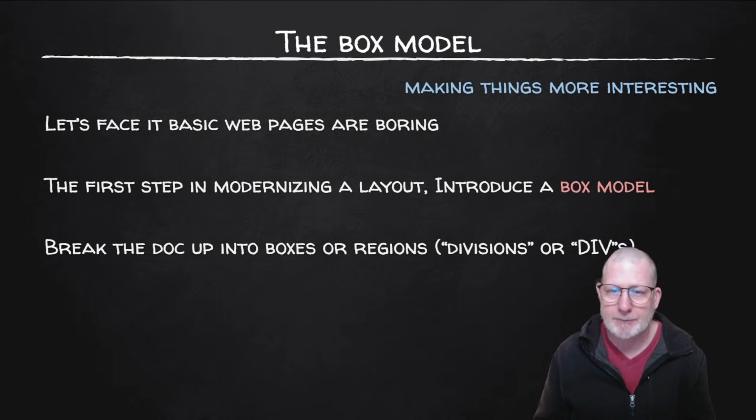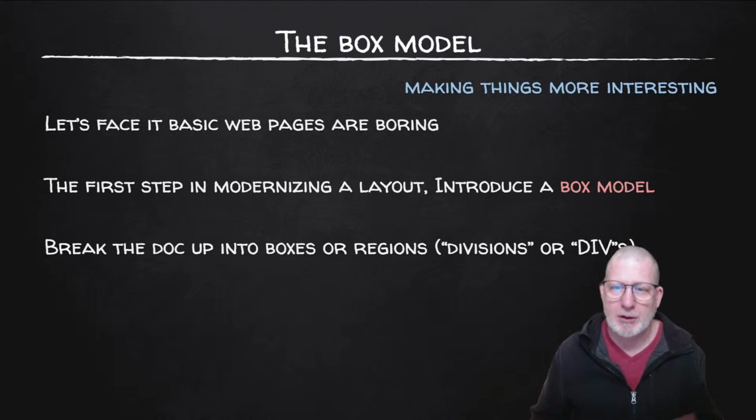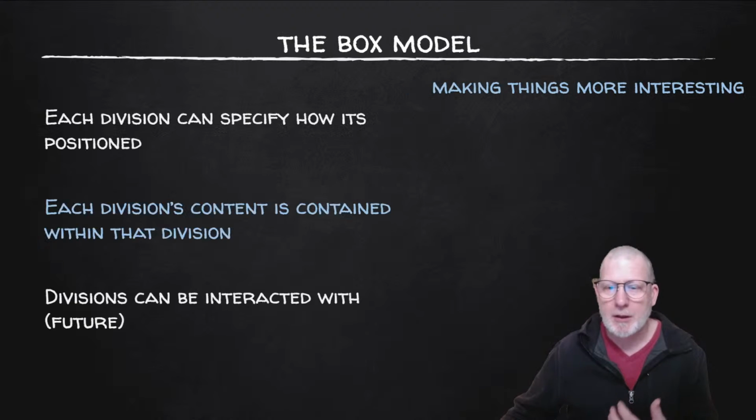So if we understand how the browser is going to interpret our HTML, we can also understand how the browser is going to interpret the way our styling information works. And it all starts from what we call the box model.